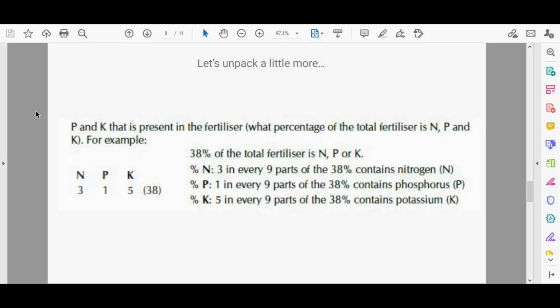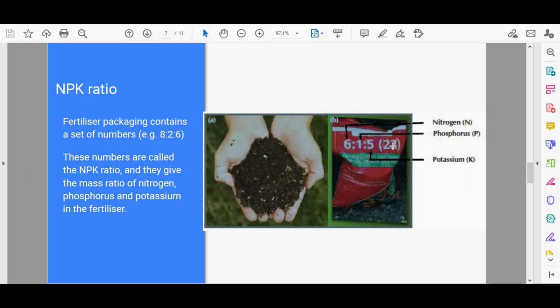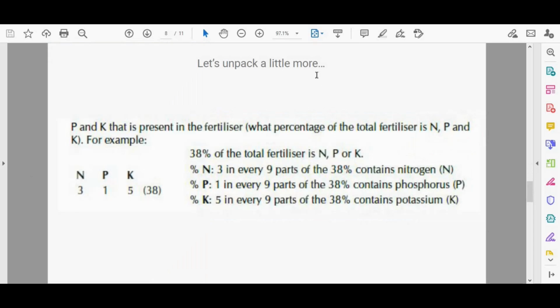So let's unpack it just a little more, excuse the pun. N, P and K, or nitrogen, phosphorus and potassium, are present in the fertilizer. We want to know what percentage of the total fertilizer is nitrogen, phosphorus, and potassium. That's a typical type of question that could arise in your exam paper. So, you saw in the previous slide, the bracket was 22 for this type of fertilizer, 6:1:5. In brackets 22. The next slide we have 3:1:5 in brackets 38.